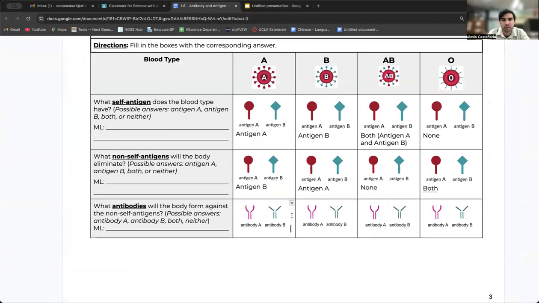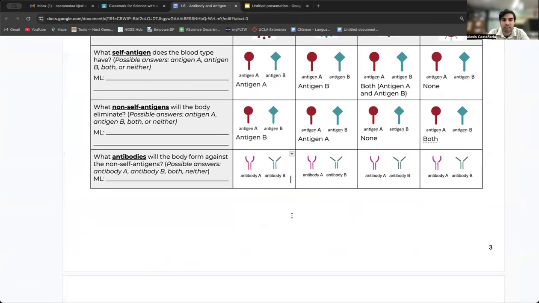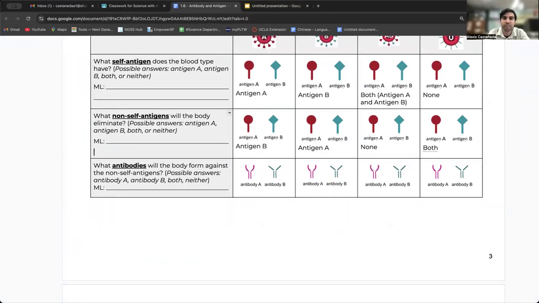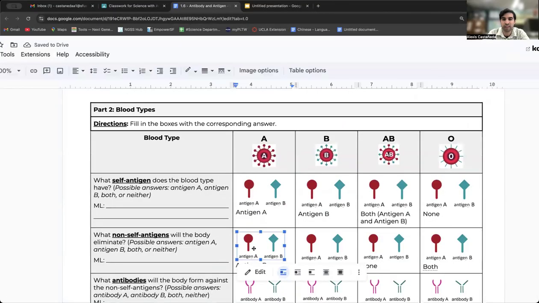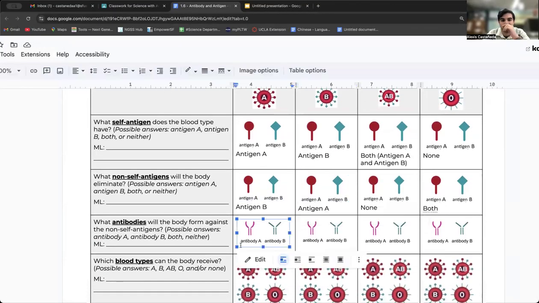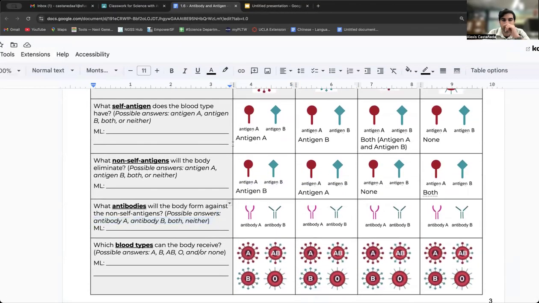Then the question is, okay, now we know that, so what antibodies will it form? Again, if you want to, you can circle the answer here. What antibodies will the body form against the non-self antigens?